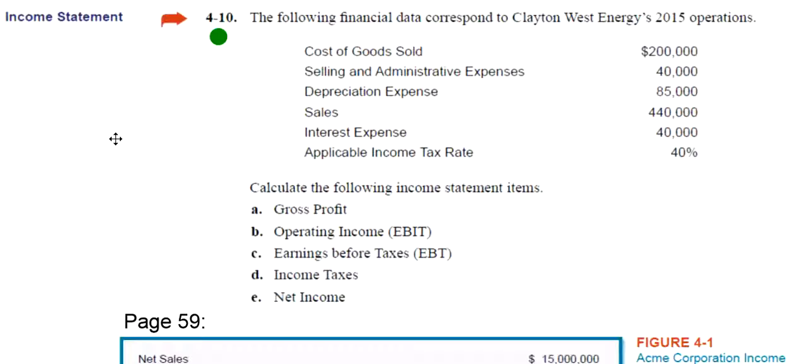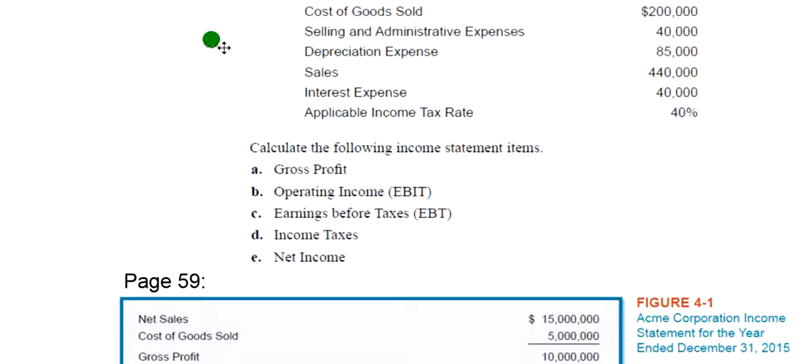In this video, I will be talking about problem 410 in your homework, where we're looking at financial data that corresponds to Clayton West Energy's 2015 income statement. The challenge with this is that the data is just partial and it's not really in the right order. So in order to really understand how an income statement works, I wanted to show you the whole thing from your book on page 59.